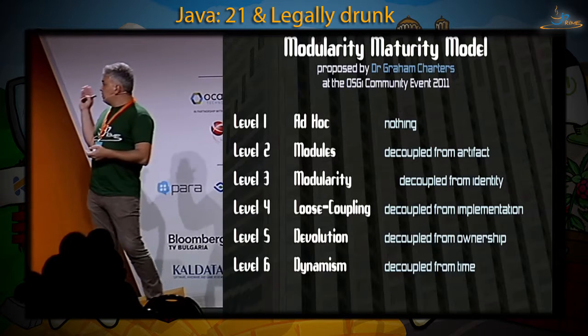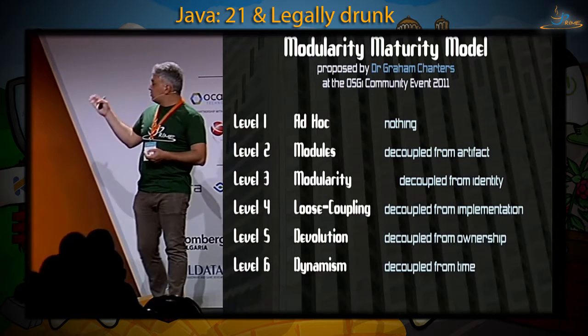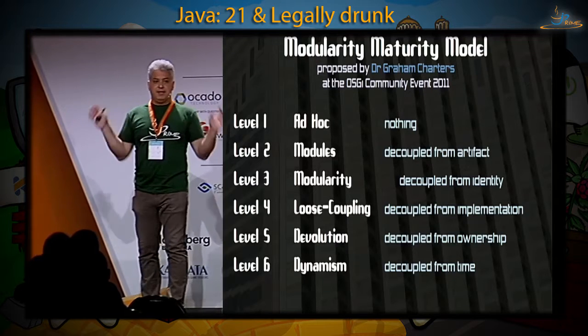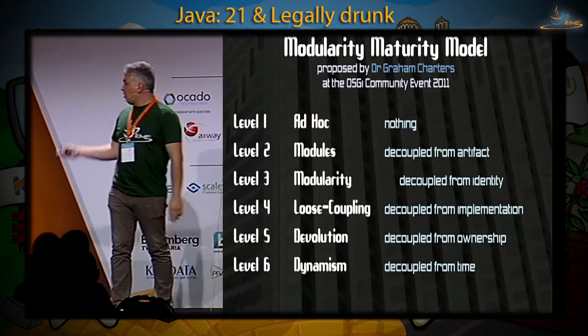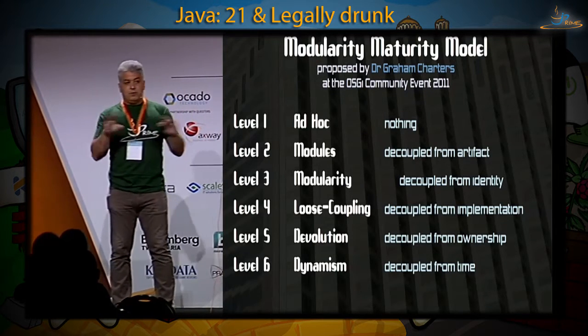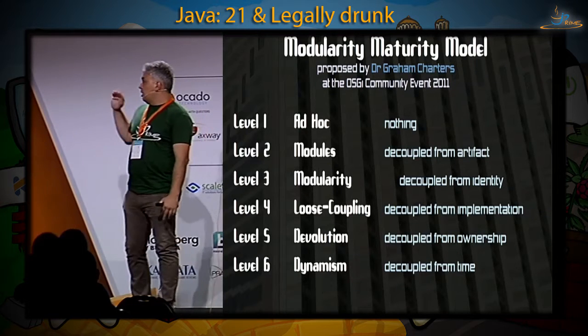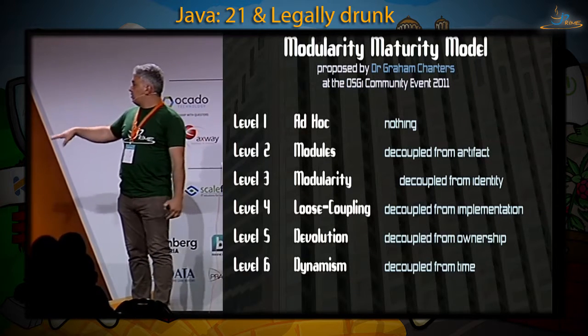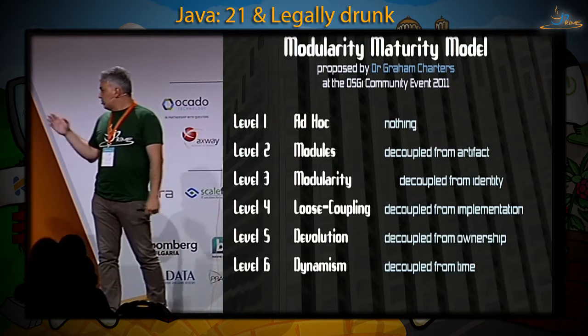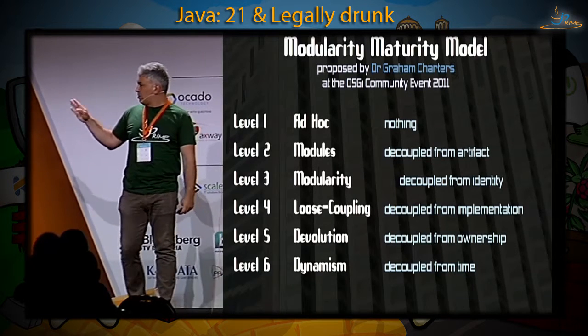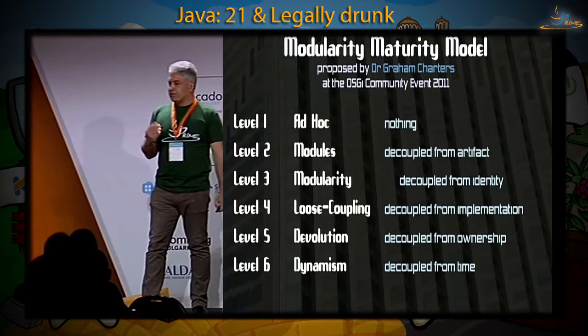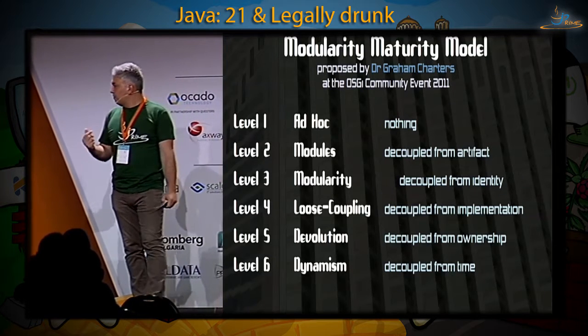So at level 3, you even decouple from that identity. At level 4, you already decouple yourself from implementation. Then you go even further, decouple from ownership and from time. And I'll show you those in more detail so you can understand what's actually happening in here.